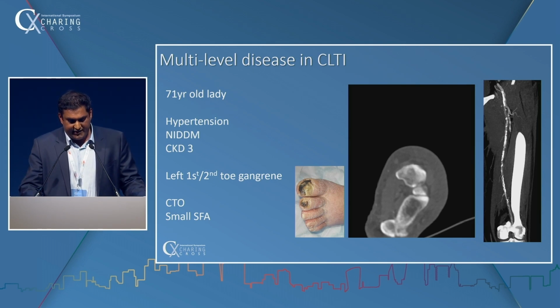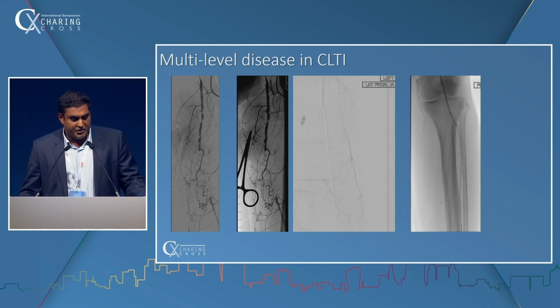So for this case, you can see the calcium burden on the reconstruction. She underwent a femoral endarterectomy first for the inflow, and you can see the short occlusion here. That was crossed, but you can see the runoff. She has all the problems with CLTI that we see: multi-level disease, calcified vessels, and single vessel runoff or poor runoff.